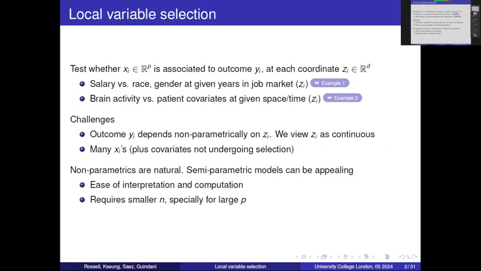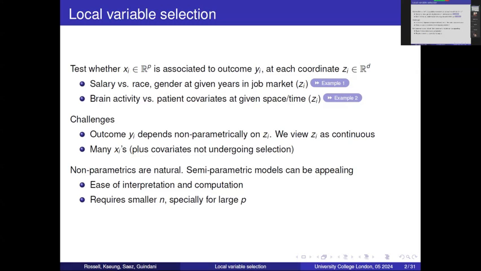Okay, so anyway, the story really is in principle very simple, and then there are going to be some nuances. The story is simple. I want to figure out which covariates X are truly associated to an outcome Y, standard variable selection. That's it. With one nuance: I'm also given certain coordinates, certain z's, and I'm not interested so much in learning whether a variable affects Y globally everywhere, but I want to learn at which coordinates there is an effect. So it's local variable selection.